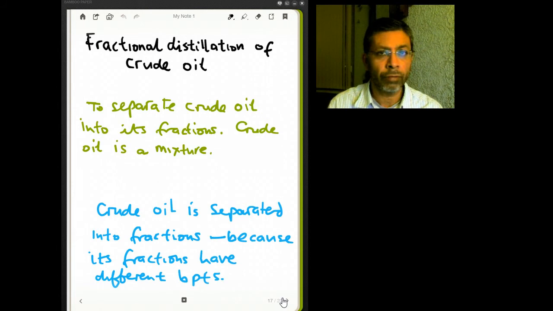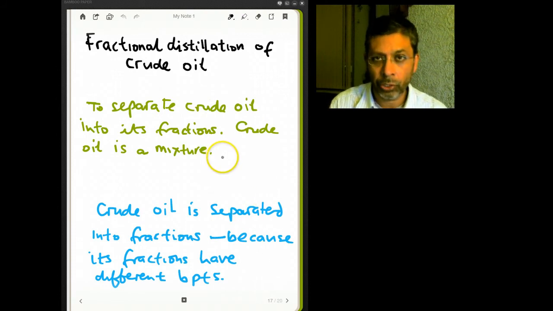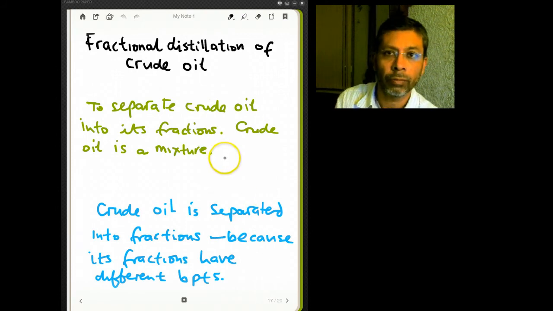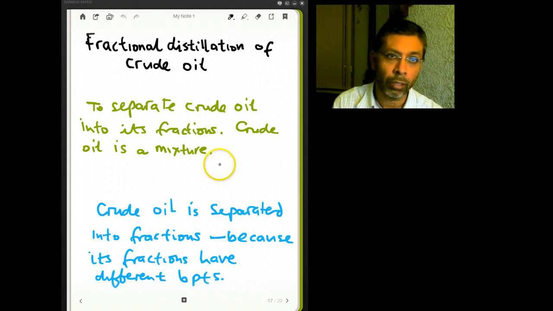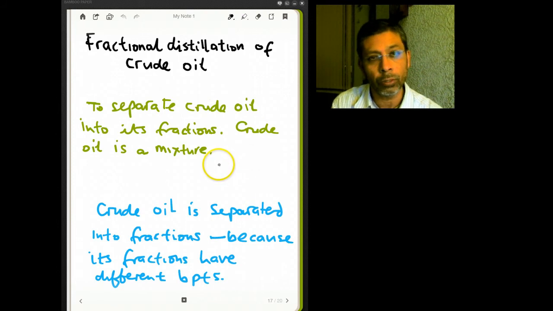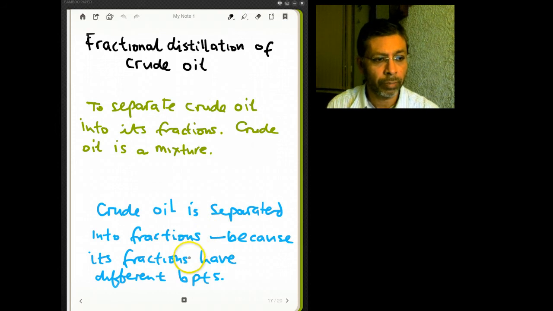Right, fractional distillation of crude oil. Why do we do that? Why do we use fractional distillation? Well, we make use of the fact that crude oil is a mixture, first of all, and all the different parts of crude oil, all the different fractions of crude oil have different boiling points. And so we can separate crude oil into its different various parts by heating it up and allowing parts of it to boil away, and then those little fractions are collected and then used. Right. So crude oil is separated into fractions because its fractions have different boiling points.